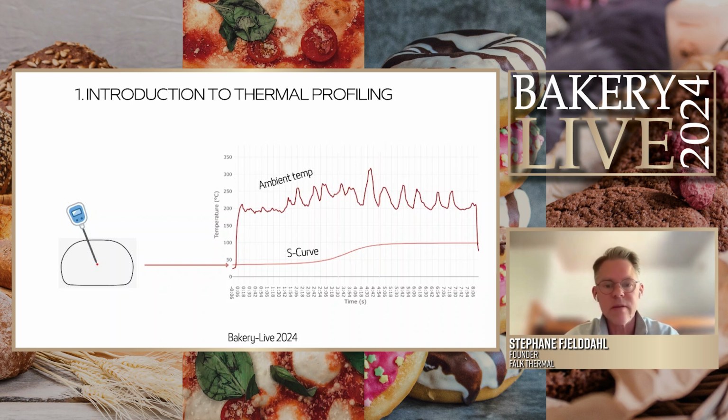While for the ambient temperature there's not much information to gather from this, it allows the system to detect when it's entering the oven and when it's discharging from the oven. So it gives us some indication. But most of the valuable information is really coming from the S-curve when it's taken from the core of the product. Now let's go one step deeper into the analysis of those curves, especially the S-curve.